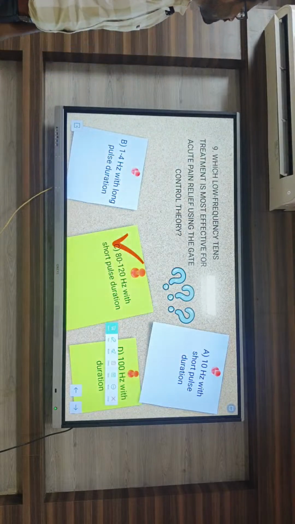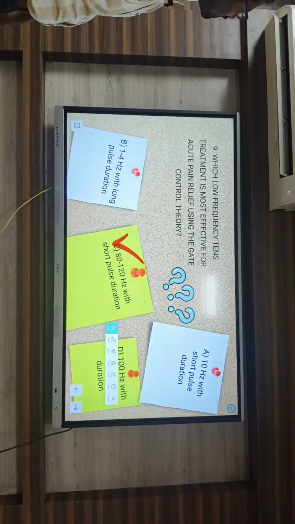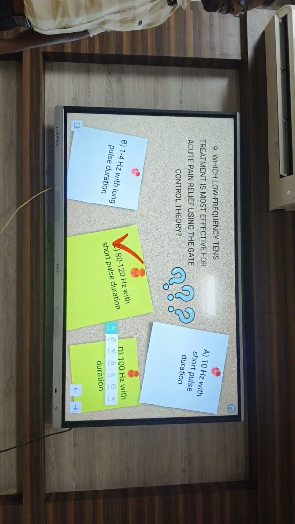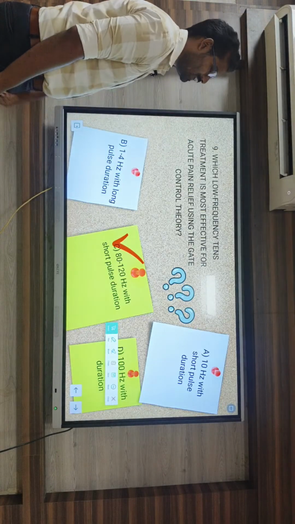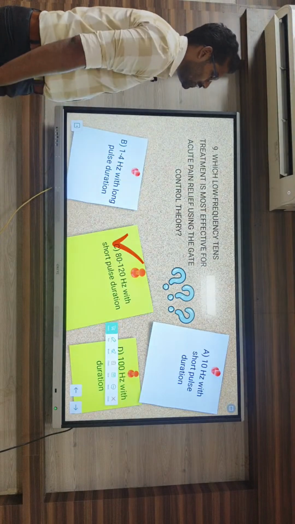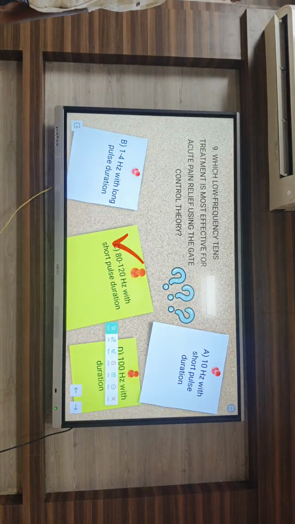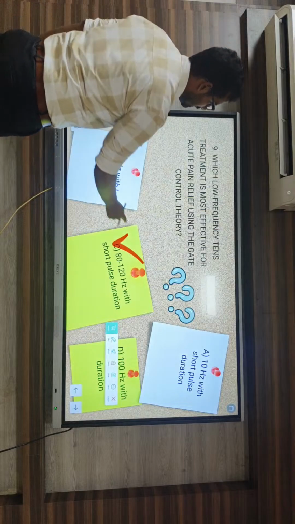Which low frequency TENS treatment is most effective for acute pain relief using the gate control theory? So எந்த TENSல எந்த frequency level கரெக்டா இருக்கு அப்படினு பார்த்தோம்னா 80 to 120 hertz with short pulse duration is the right answer.